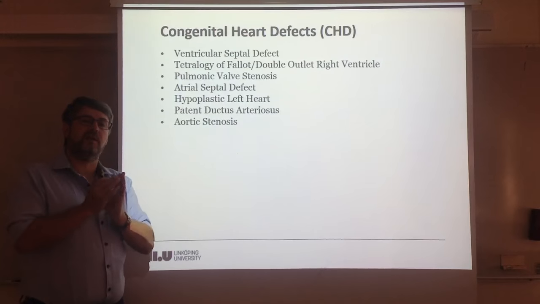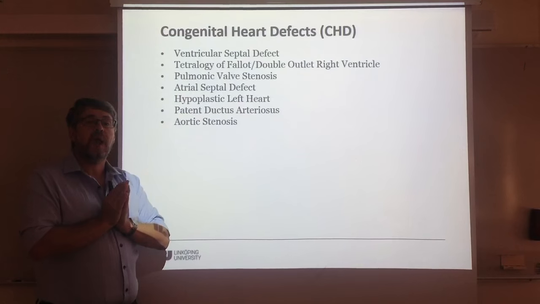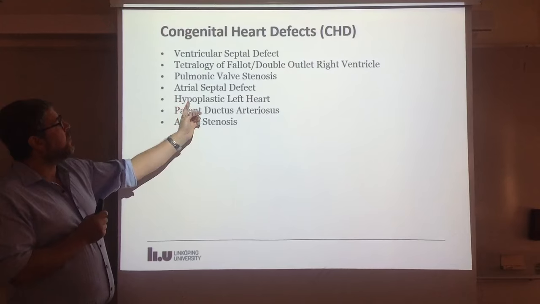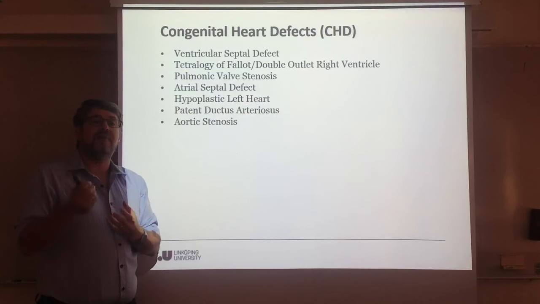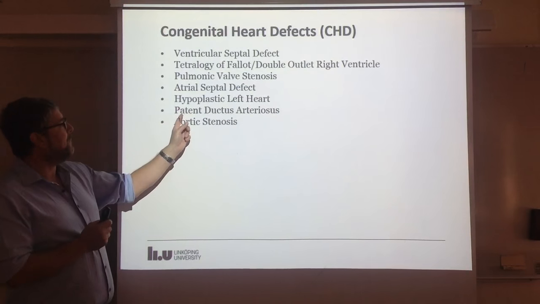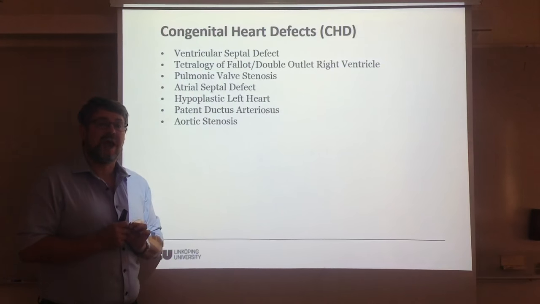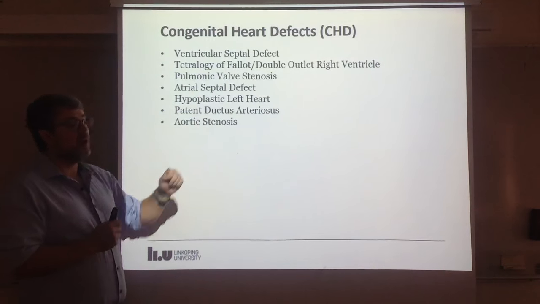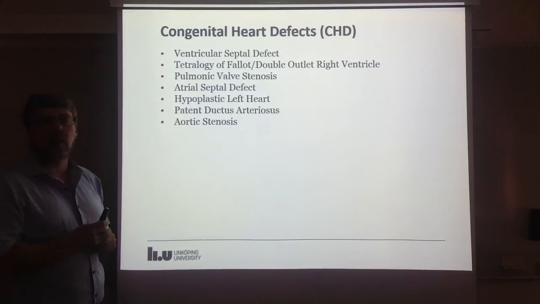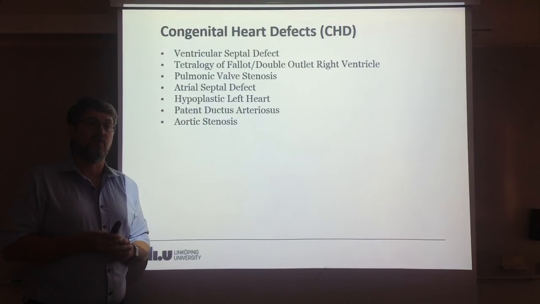Instead of this defect in the septum, in the ventricles, the defect is actually seen in the atrium, and that is because of an improper closure of the foramen ovale. Hypoplastic left heart, in which the left ventricle grows too little and is reduced so it cannot function properly. A patent ductus arteriosus, that means that the ductus arteriosus does not fully close after birth, or even an aortic stenosis.